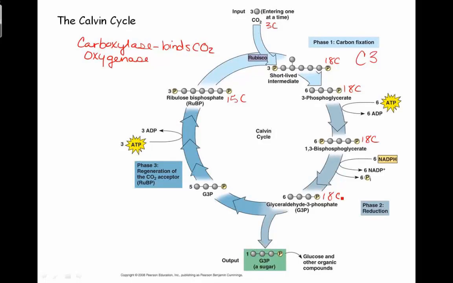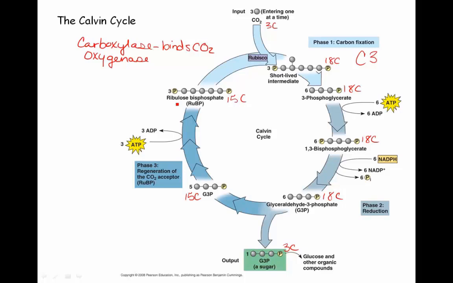One of those G3Ps will leave the cycle as a product. So notice the G3P has 3 carbons, so we're going to take our 18 minus 3, and we end up with 15 carbons here. That would be in the form of 5 3-carbon molecules, and that 15 carbons will be used to get back to this 15 carbons here. So we are regenerating the RuBP, or the ribulose bisphosphate. If we are going to make a product that is 3 carbons in size, we need to use 3 carbons to do that, or 3 carbon dioxides.